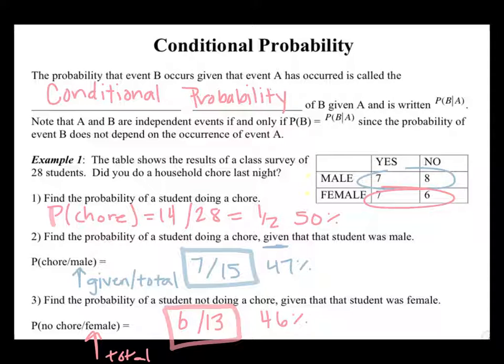So that's it. Just be careful of what total or what group you're looking for, and then find what it gives you.